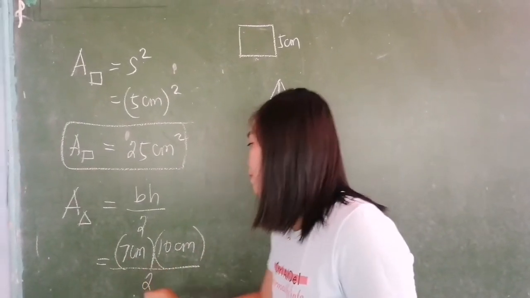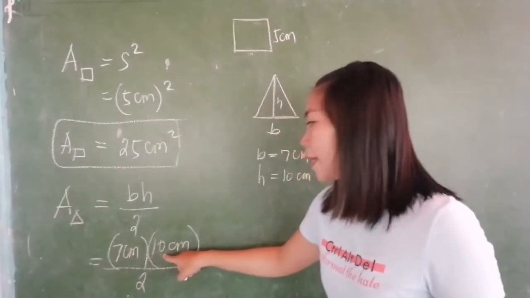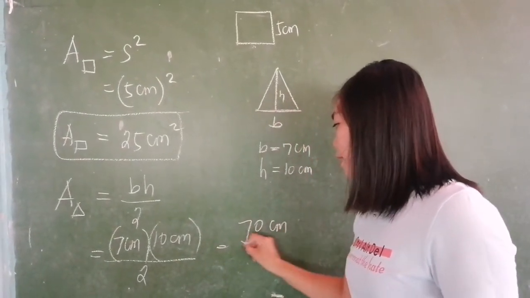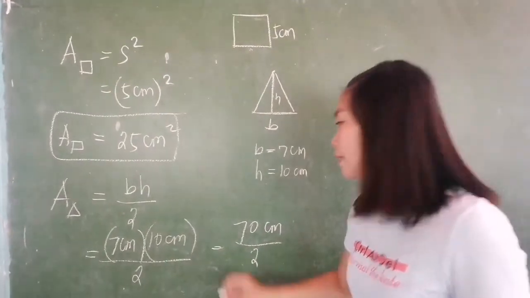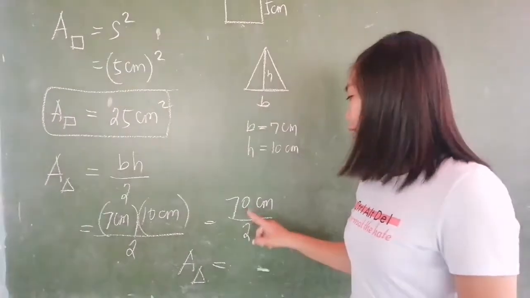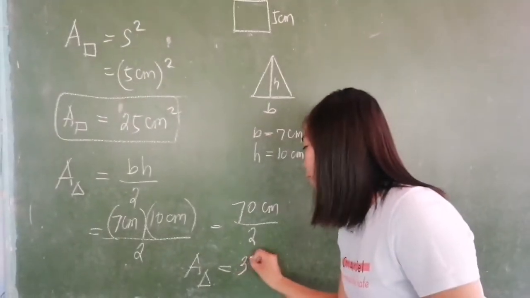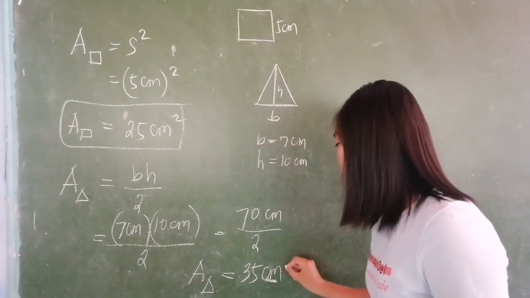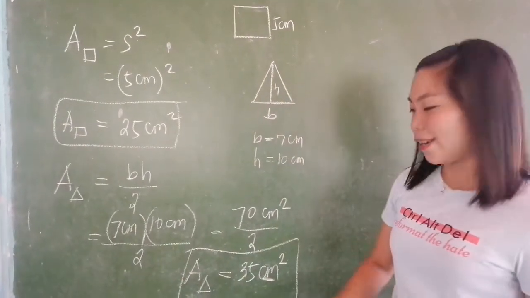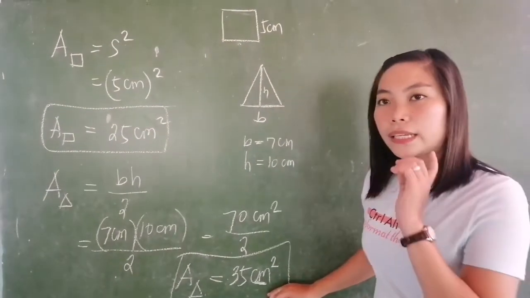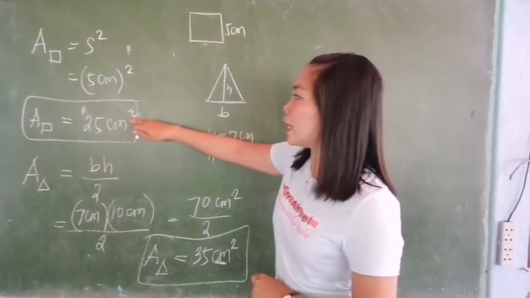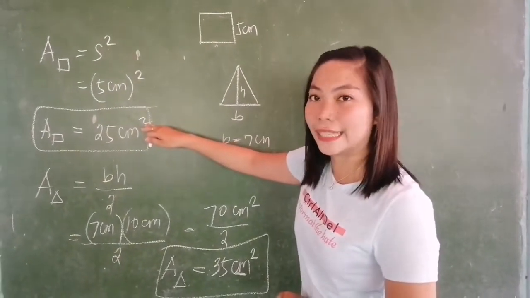Divided by 2. So, what is 7 by 10 centimeters? So, you have 70 centimeters divided by 2, right? Therefore, the area of a triangle is equal to 70 divided by 2, that is 35 centimeters squared. Now, we already have the area of a triangle. So, ito lang po yung kailangan yung tandaan kapag area. Yung exponent po natin is always at the second degree.